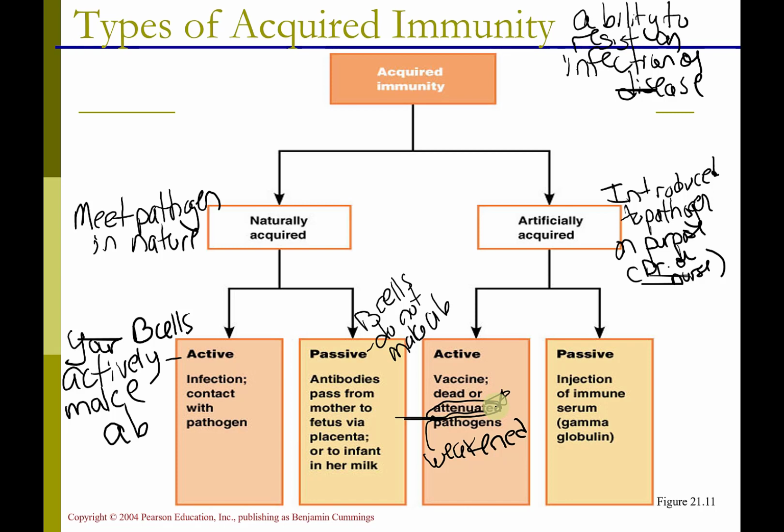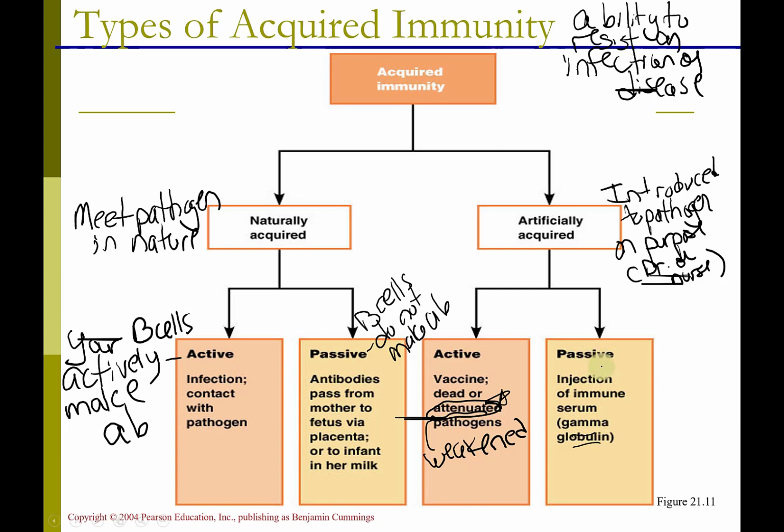Now, what about a naturally acquired but passive exposure? Well, that's when someone injects you with the antibodies themselves. And remember, antibodies are called gamma globulins. So when would they do that? Well, they're going to do this when we cannot wait for your B cells to make the antibodies. Now remember, if it's active, your B cells are going to make antibodies, but that can take a while. With passive, you can't wait for your B cells to make the antibodies because you'll be dead by then.